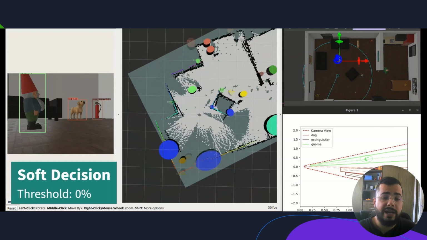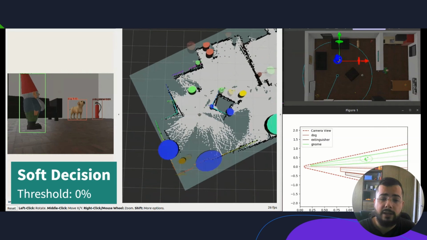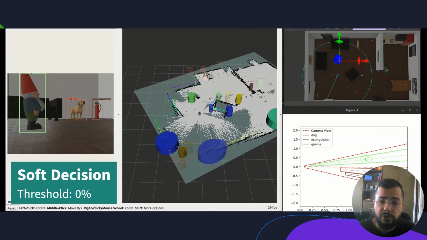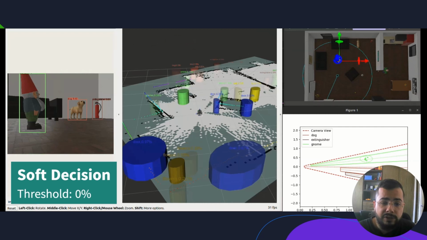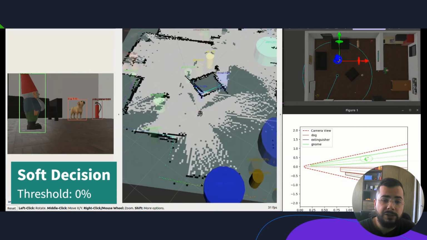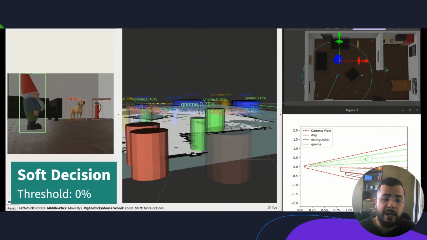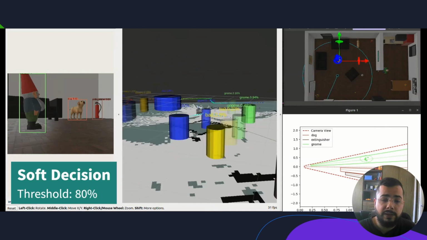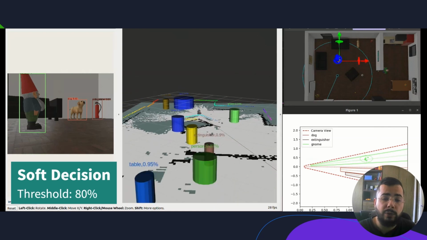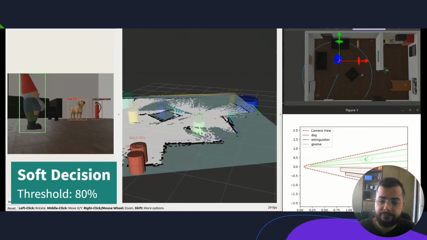Now, by applying soft decision, as I mentioned, we can make sure that the system is correct. If we lower the threshold of the soft decision, for example, this time to 0, we can see that a series of ghost objects start to appear. Here we can see a gnome, for example, with only 16% probability, or another gnome with 40-something% probability, etc., etc. If we crank this soft decision threshold again to 80%, these objects disappear, and only very confident objects remain.